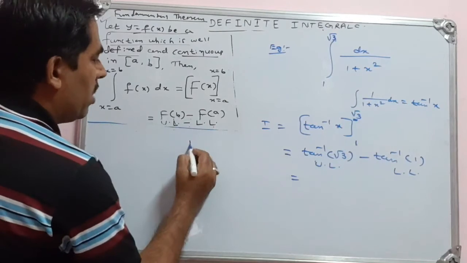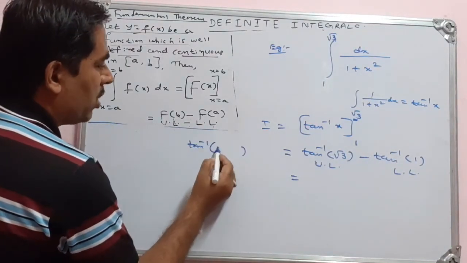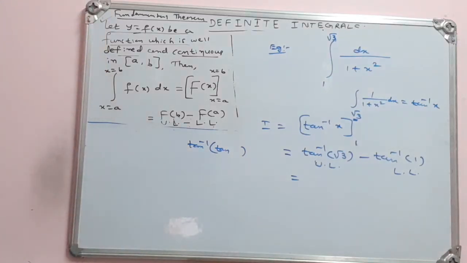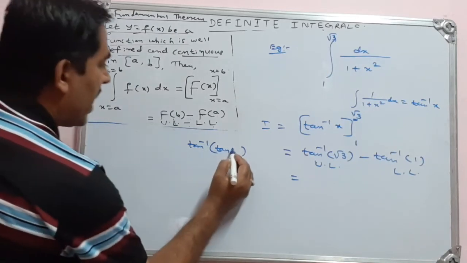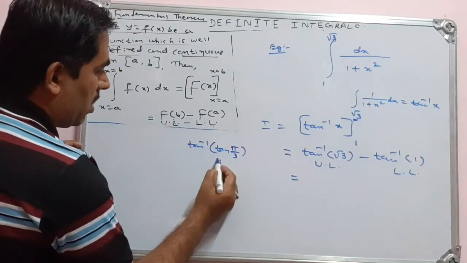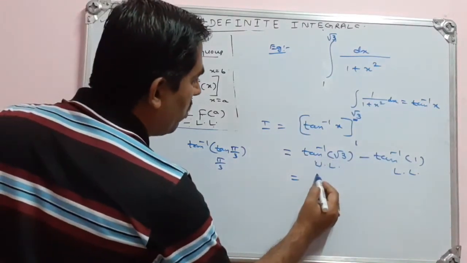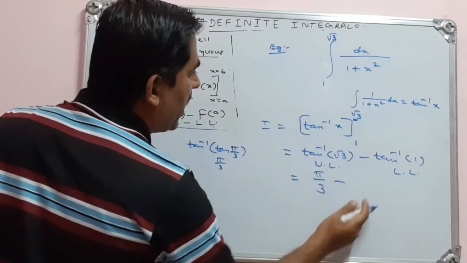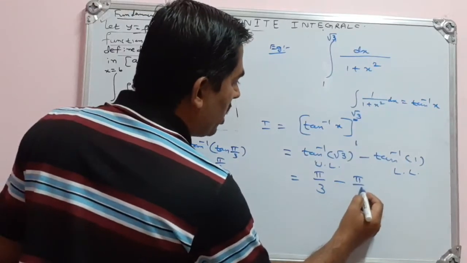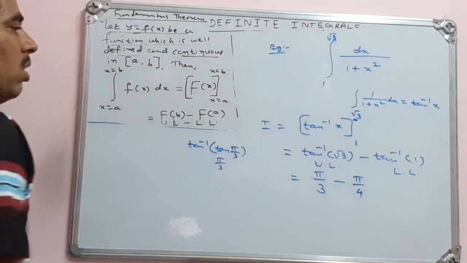Now to think of the angle: tan inverse root 3. Tan of which value gives me root 3? Tan 60 is root 3. So 60 degrees can be written as pi by 3. Tan inverse and tan are inverses, so we get pi by 3. So tan inverse root 3 means pi by 3. Minus tan inverse 1: tan of which value is 1? Tan 45. So I can write this as pi by 4, because tan 45 is 1.